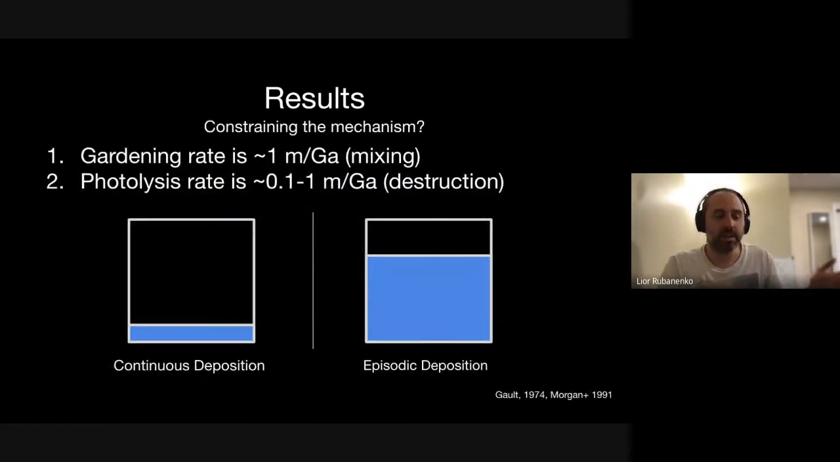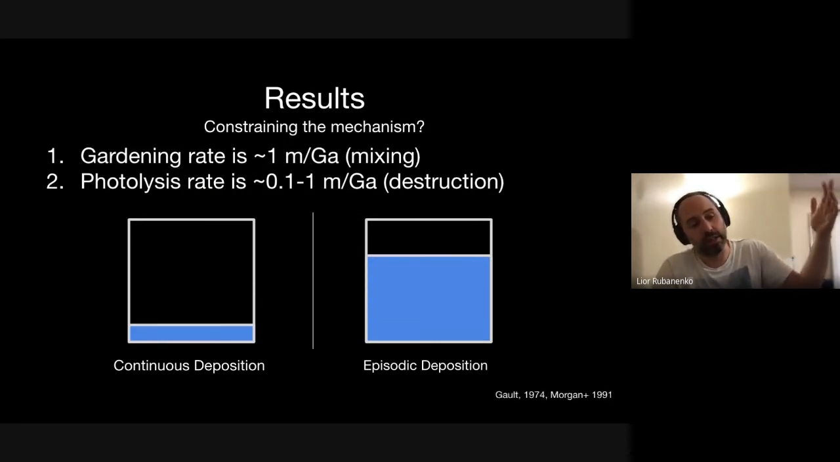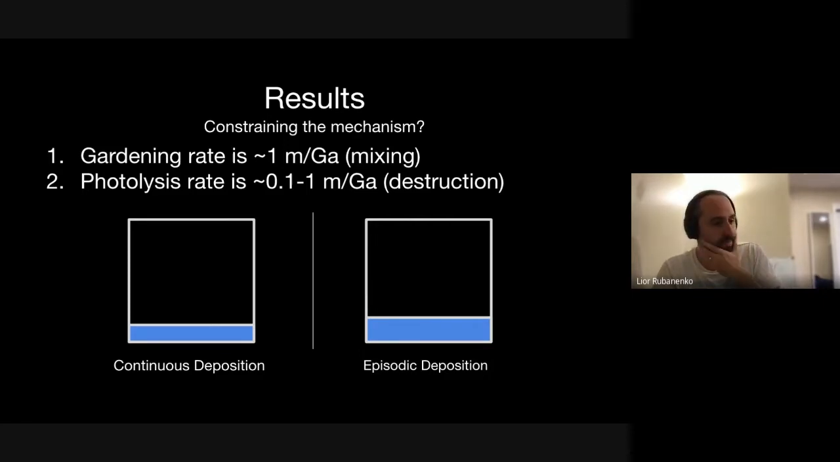If you imagine the case of episodic deposition versus continuous deposition of ice, considering those rates measured for gardening and photolysis, then if the rate of continuous deposition is high enough to resist the rate of destruction, continuous deposition would always have a little bit of ice inside those cold traps. However, episodic deposition would accumulate at one point in time and then slowly disappear. Now, the fact that those micro cold traps are not completely full maybe hints that we're looking at something that looks more like episodic deposition.